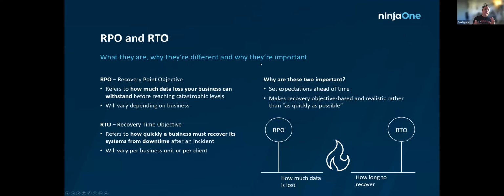So let's get started into the meat of our presentation here. What is RPO and RTO? Why are they different? Why are they important? Let's get some definitions out of the way. RPO, Recovery Point Objective. Now, this refers to how much data loss your business can withstand before reaching catastrophic or unacceptable levels. And this may vary depending on your business or even the specific workloads in your organization. So if you have a point of sale system, and if losing 3 hours of transactions, or more than 3 hours, would be completely unacceptable, your RPO is 3 hours.